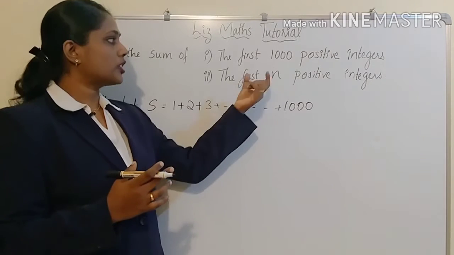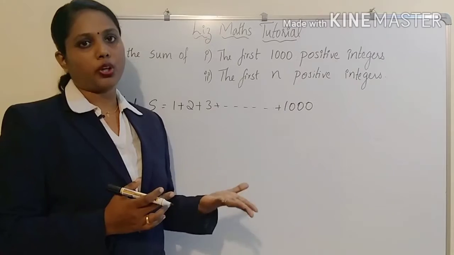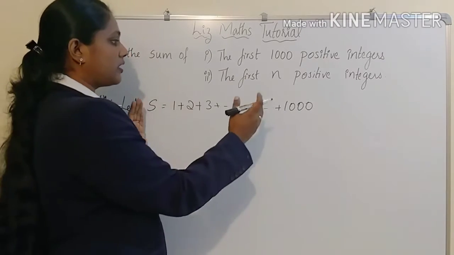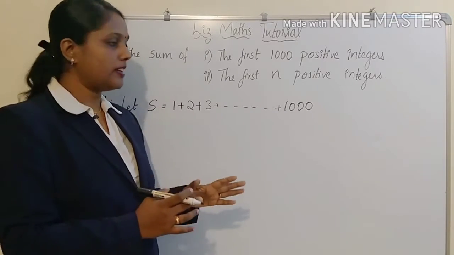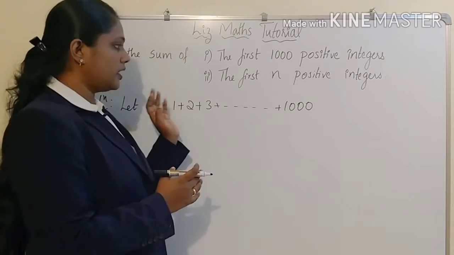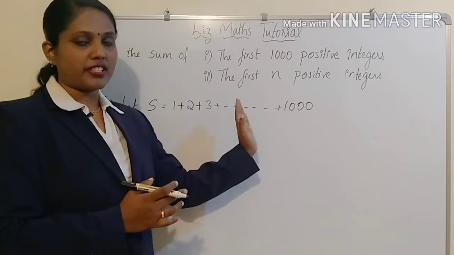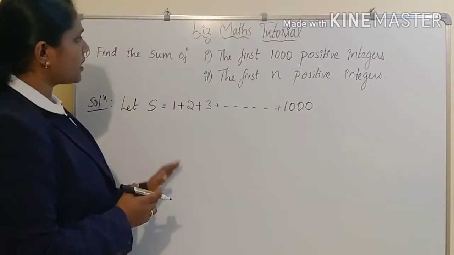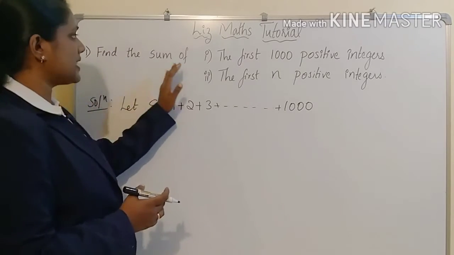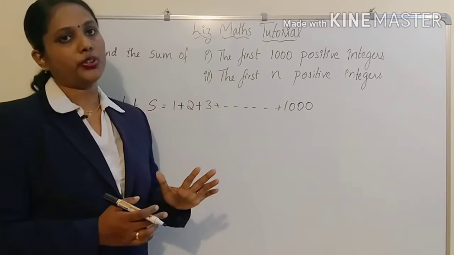That gives you total how much? First 1000 positive integers, isn't it? Total 1000 positive integers you have to consider. Now from the beginning 1 to 1000, that gives you 1000 positive integers, isn't it? So now we have to go for finding the sum of the first 1000 positive integers.